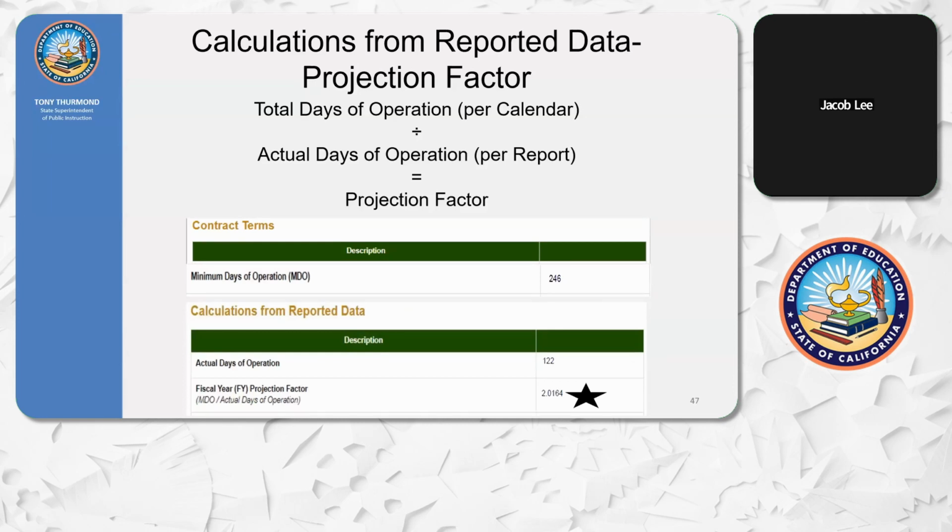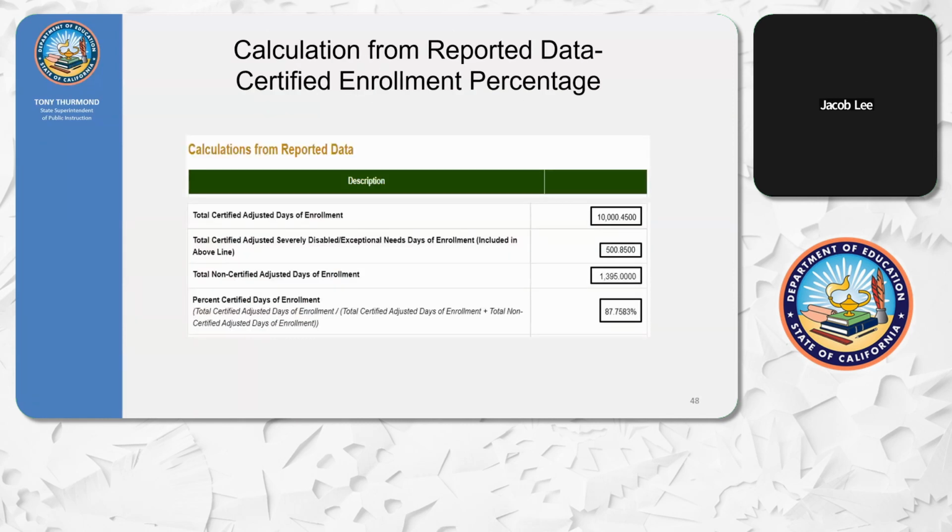All right, so the calculations from reported data and then the projection factor. Until the processing of the June year-end reports, all apportionments are determined by applying the projection factor to the contractor's actual data. The total days of operation per the service calendar divided by the actual days of operation per the reports are going to equal the projection factor. So in this example on the screen, you would do the MDO 246 divided by the actual reported days of 122 to get the projection factor of 2.0164. And we're going to use that throughout the rest of the examples here.